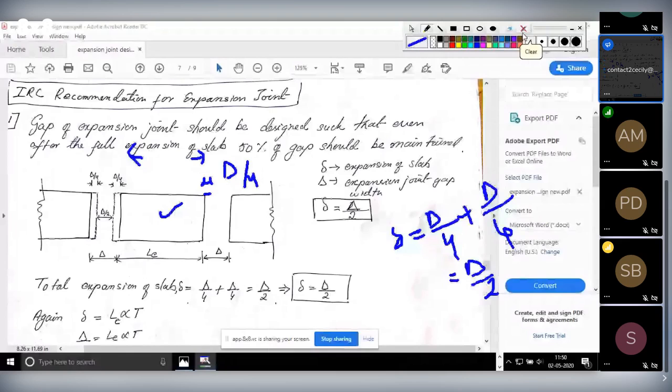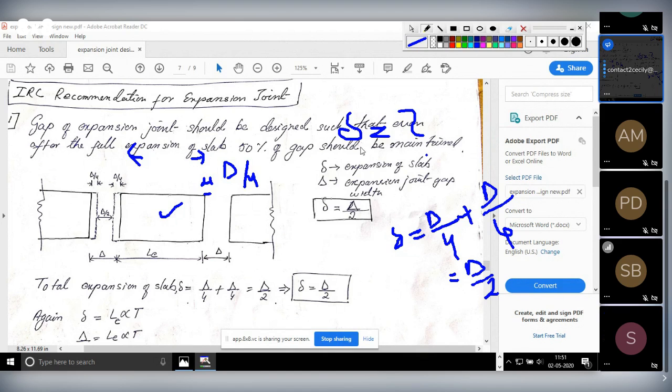Now from your strength of material, what is the expansion formula? What is the formula for expansion from strength of material? Anyone? Simon? Arindam? What will be the formula for expansion?